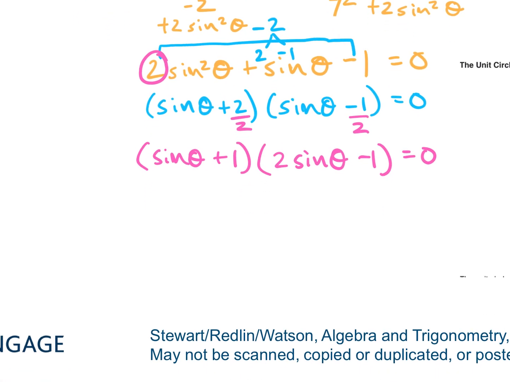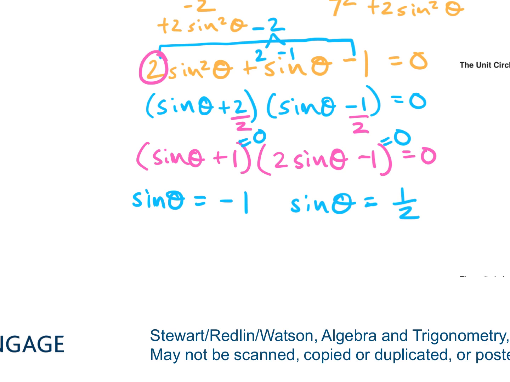What would we do next? Set them equal to 0. So I'm going to do 2 steps in one. We set them equal to 0, and I'm going to solve. So sine of theta is equal to negative 1, and sine of theta is equal to 1/2. So do we really have to move the 2 to the other side? Not really, because when you solve, you could divide it anyways, so you could leave it as 1/2.